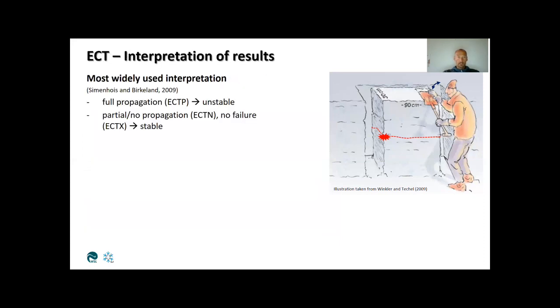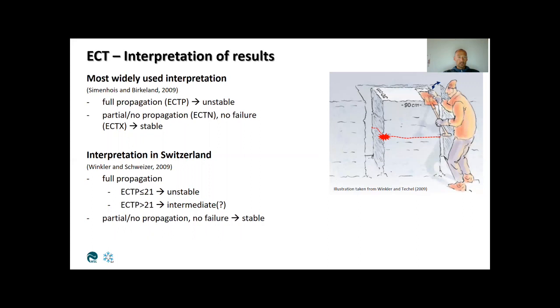The question now is, if we do observe some kind of ECT result, what does it mean in terms of stability? And here the most widely used interpretation scheme is probably the one developed by Ron Zimmenhuis and Karl Birkeland in 2009. They proposed that a full propagation, as we see in the right-hand picture, is normally associated with unstable conditions. If a fracture occurs but does not propagate, or no fracture occurs at all, then it's considered stable.